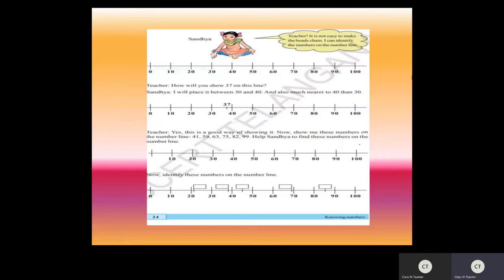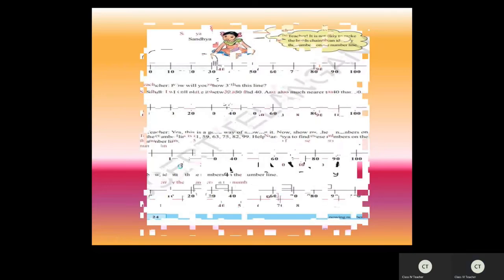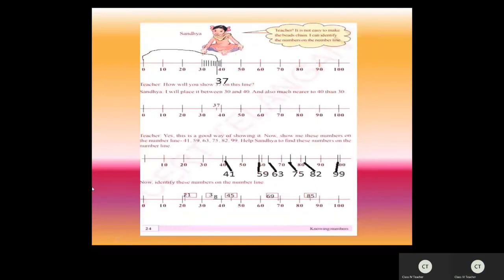Now what do you have to show? You have to show 41, 59, 63, 75, 82 and 99 on this number line. We have to represent them on this number line. So let us do that. Now see here. 41 is 1 line after 40, that is 41. And 59 means nearer to 60. Just one line before 60 is 59.